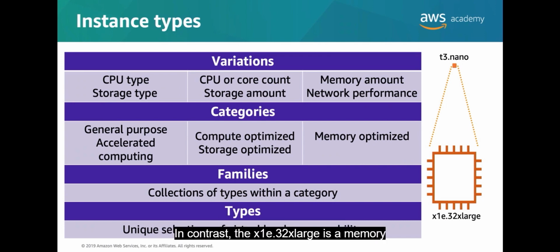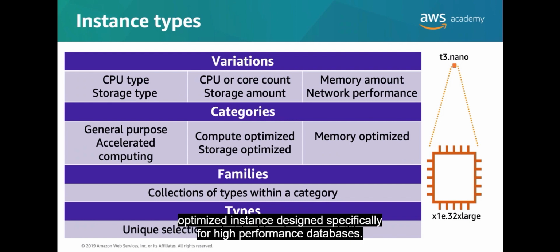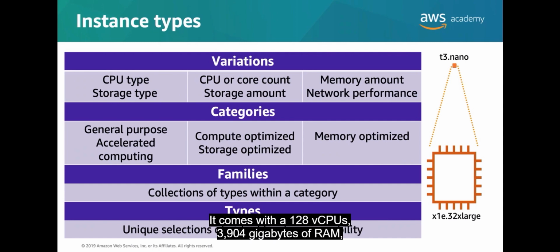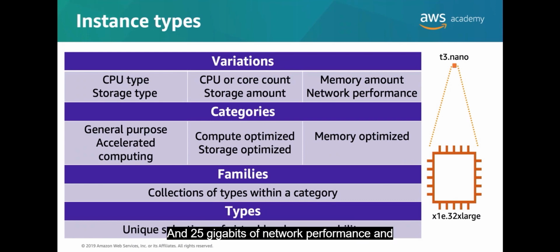In contrast, the X1E32 Extra Large is a memory-optimized instance designed specifically for high-performance databases, in-memory databases, and other memory-intensive enterprise applications. It comes with 128 vCPUs, 3,904 gigabytes of RAM, 14,000 megabits per second of dedicated EBS bandwidth, and 25 gigabits of network performance, and a 3,840 gigabyte solid-state drive or SSD.